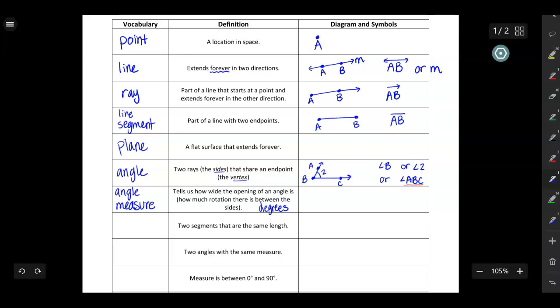Okay. So let's say I have some angle, we'll just call it angle A. And I want to know how open, or what the openness is of angle A. Then I'm going to put a little m in front. That means what's the measure of angle A? And the measure of angle A is equal to, let's just say, 30 degrees. That's just an example of how you would denote angle measure.